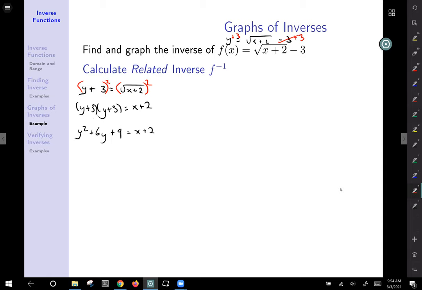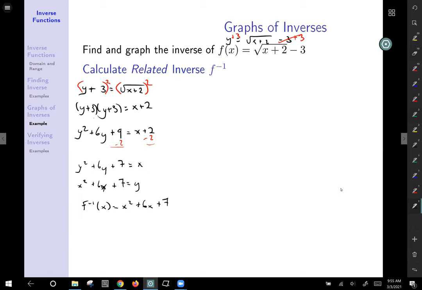Now to truly isolate the x, we have to subtract 2. And since there are matching vertical things, we'll go ahead and do it vertically this time. Now we've got y squared plus 6y plus 7 equals 2x. Switch x and y: x squared plus 6x plus 7 equals y. Label it as your inverse. f inverse of x is equal to x squared plus 6x plus 7.